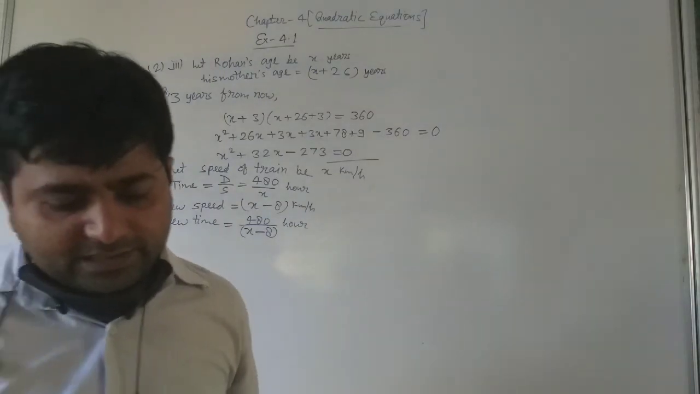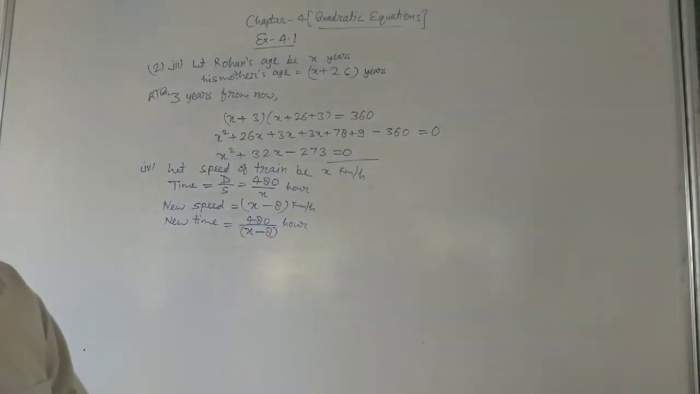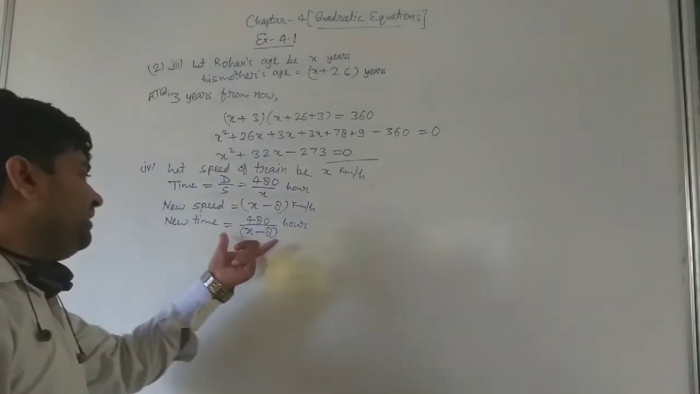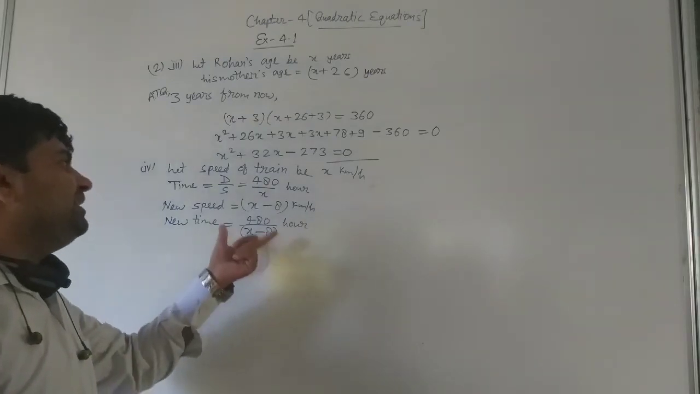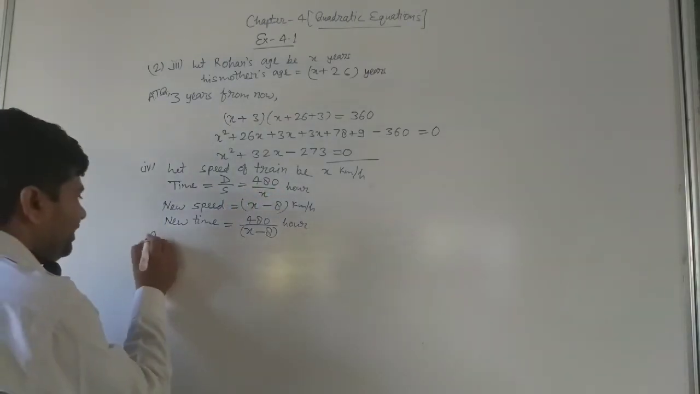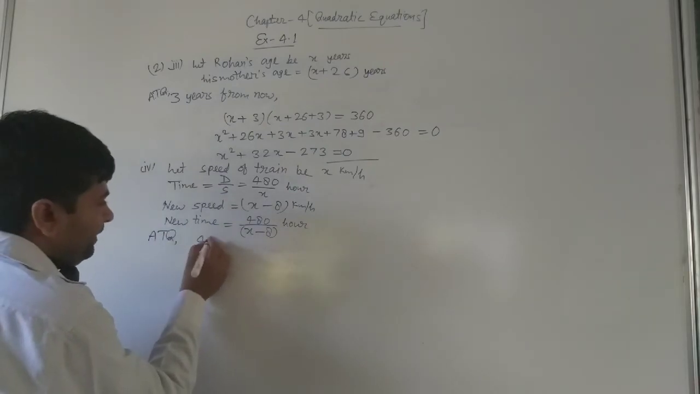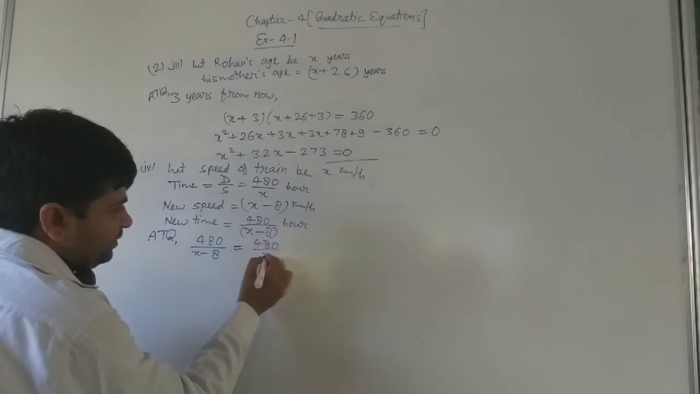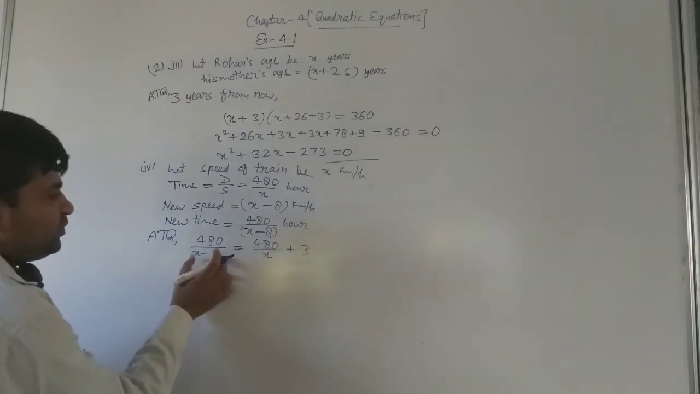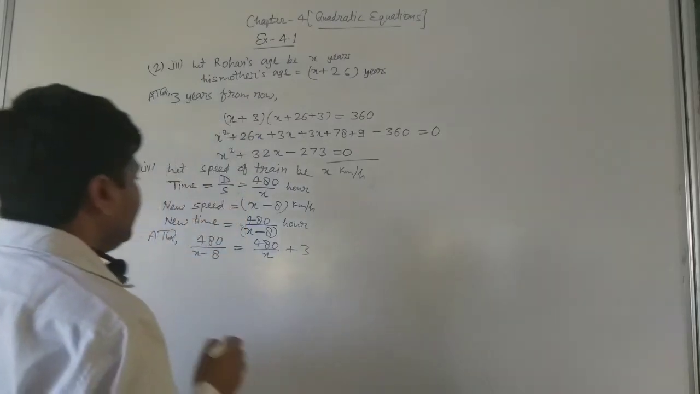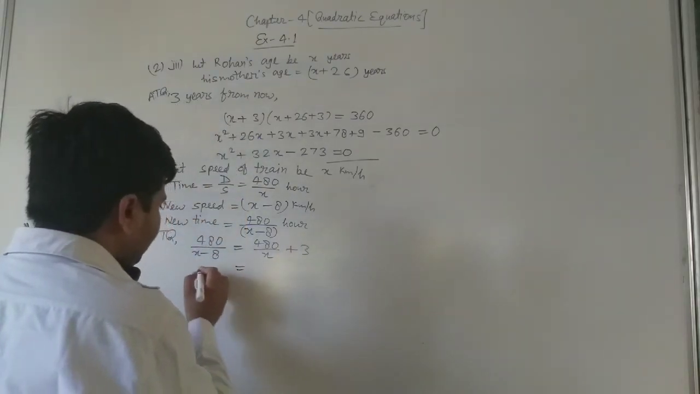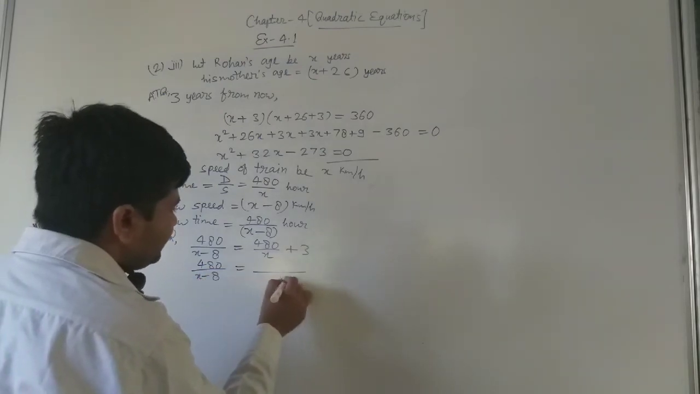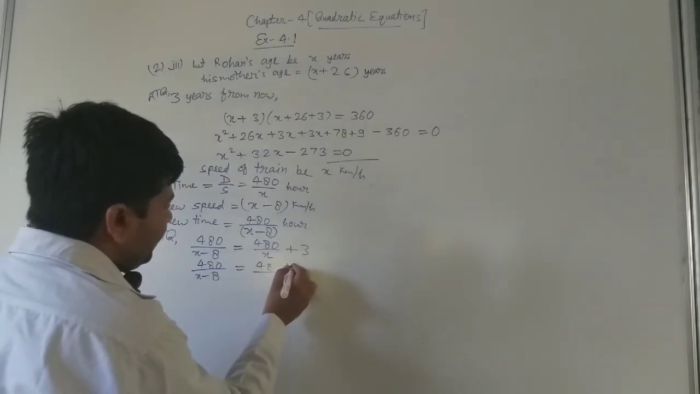Now what is given in the question after this? With 8 km per hour less, it would have taken 3 hours more to cover the same distance. Which time is more? The new time is 3 hours more than the previous time. So 480 upon x minus 8 equals 480 upon x plus 3, because this time is 3 hours more than this one. So we have to add 3 here. Now simplify, take the LCM and cross multiply: 480 upon x minus 8 equals 480 plus 3x upon x.